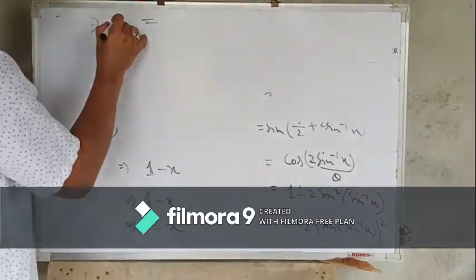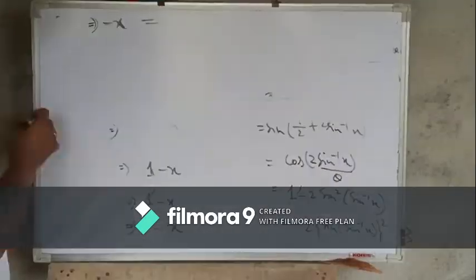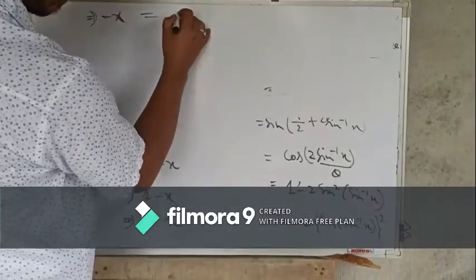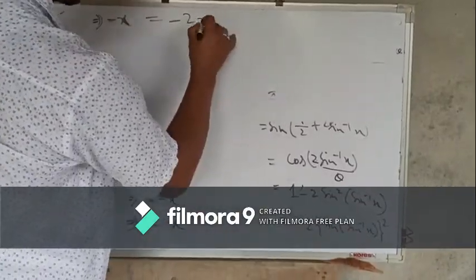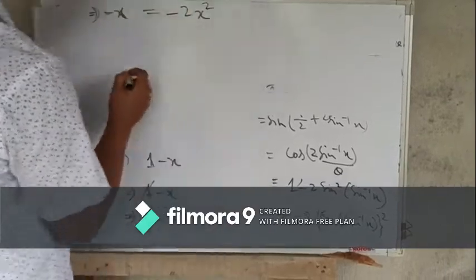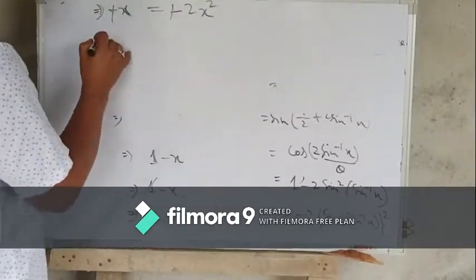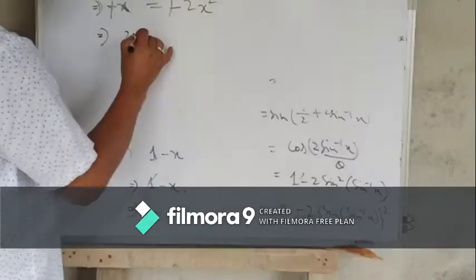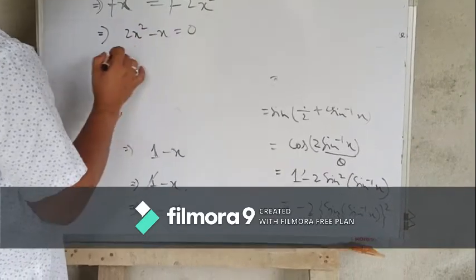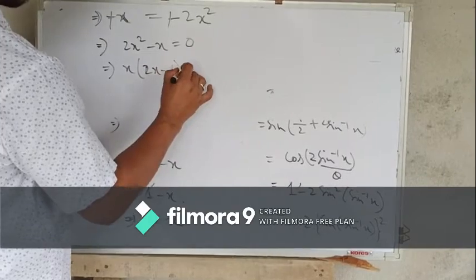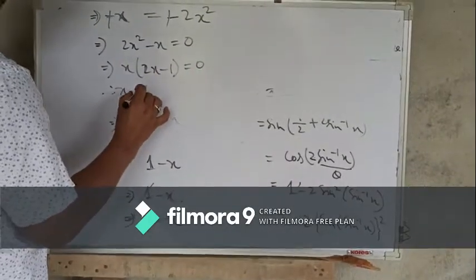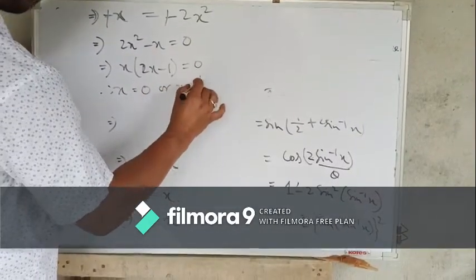Minus x is equal to minus 2, the sine and sine inverse cancel, we will have x, and that part is squared, so 2x square. From both sides we can cancel the minus. We will have 2x square minus x equal to 0. This implies we take x common, x into 2x minus 1 equal to 0. Therefore either x equal to 0 or x equal to half.